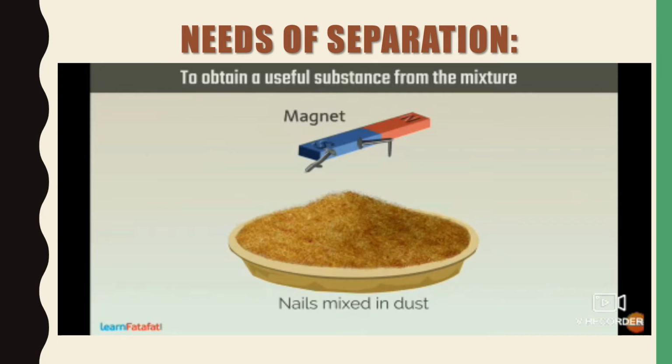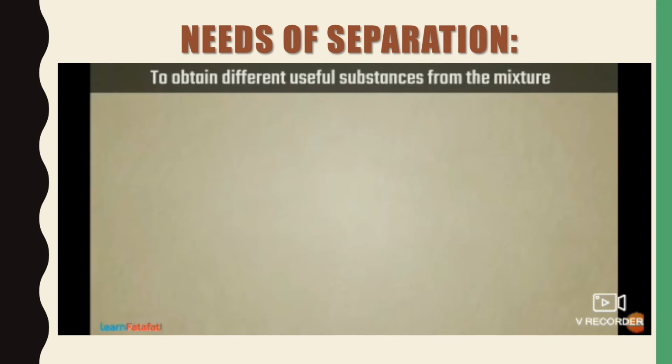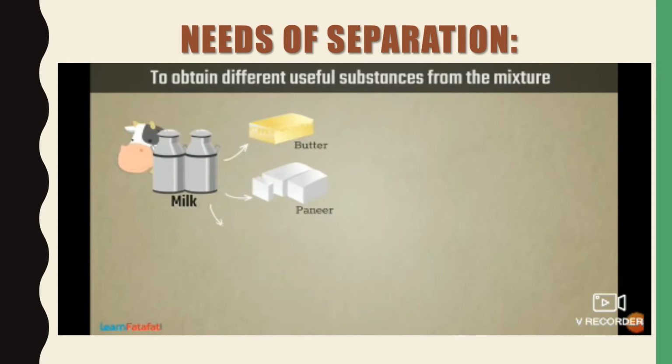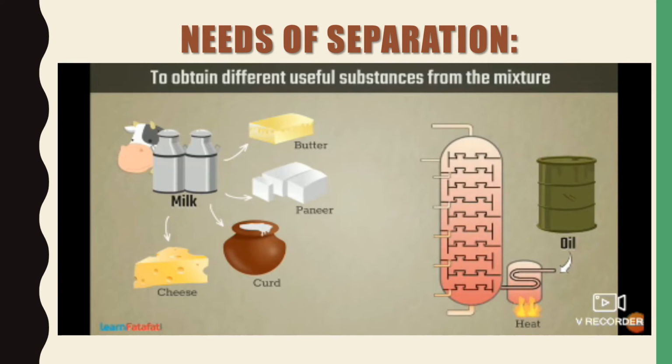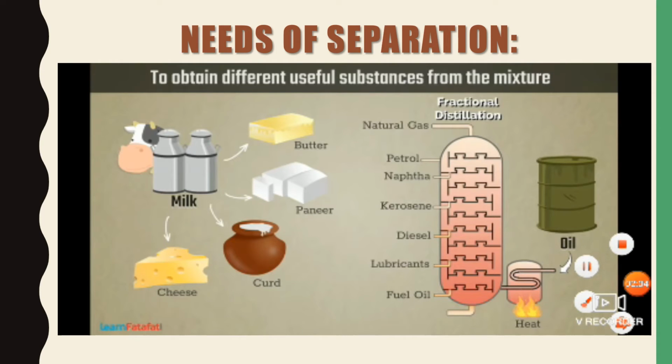Many times, separation is needed to obtain different useful substances from the mixture. For example, with various separation methods, we get different useful materials from milk. The oil obtained from Earth's crust contains many useful substances. We obtain different substances such as petrol, diesel, kerosene, etc. with a proper separation method. So, I hope you have understood the need of separation.